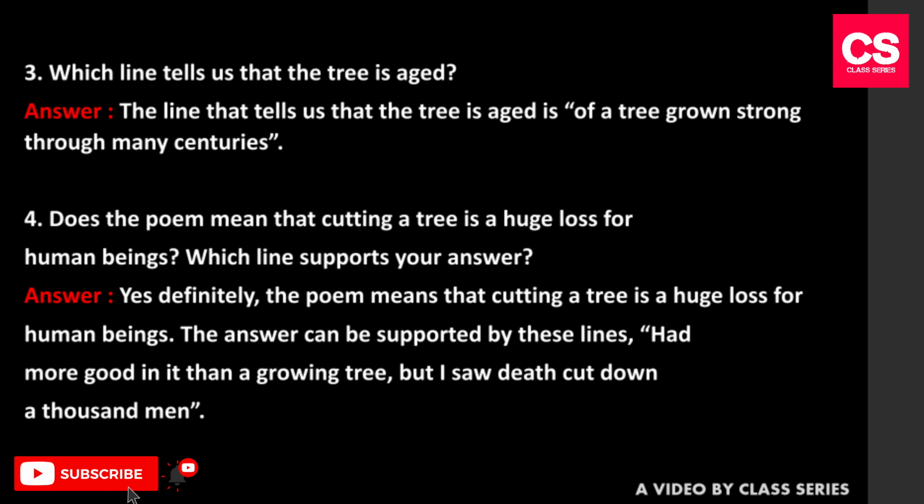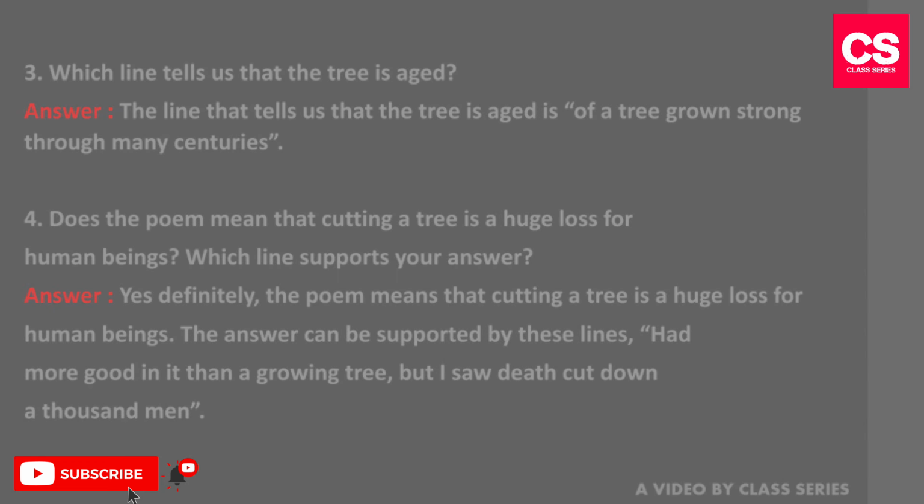Our fourth question is, does the poem mean that cutting a tree is a huge loss for human beings? Which lines support your answer? The answer is yes, definitely. The poem means that cutting a tree is a huge loss for human beings. The answer can be supported by these lines: had more good in it than a growing tree, but I saw that cut down 1,000 men.